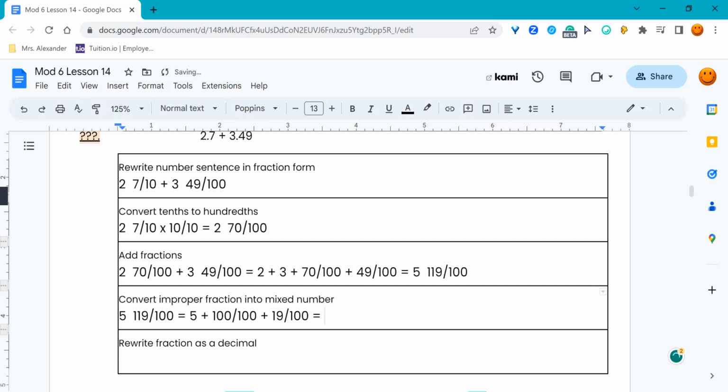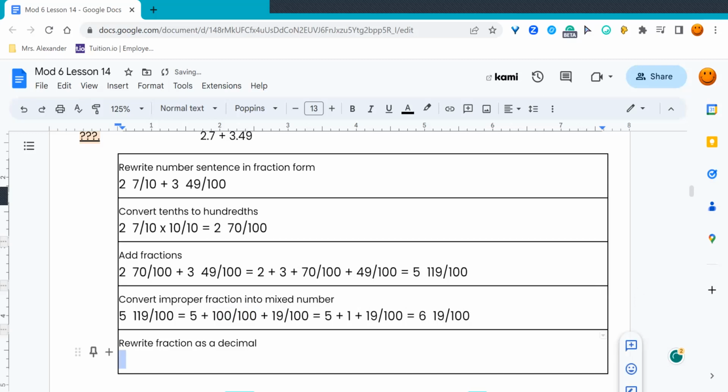So now we're going to fix this. We have 5 plus, and I know 100 over 100 equals 1, you guys. So I'm going to write a 1. And then I'm going to add in my 19 hundredths. Now I get to add one more time. I get to do 5 plus 1, which gives me 6. And I have 19 hundredths.